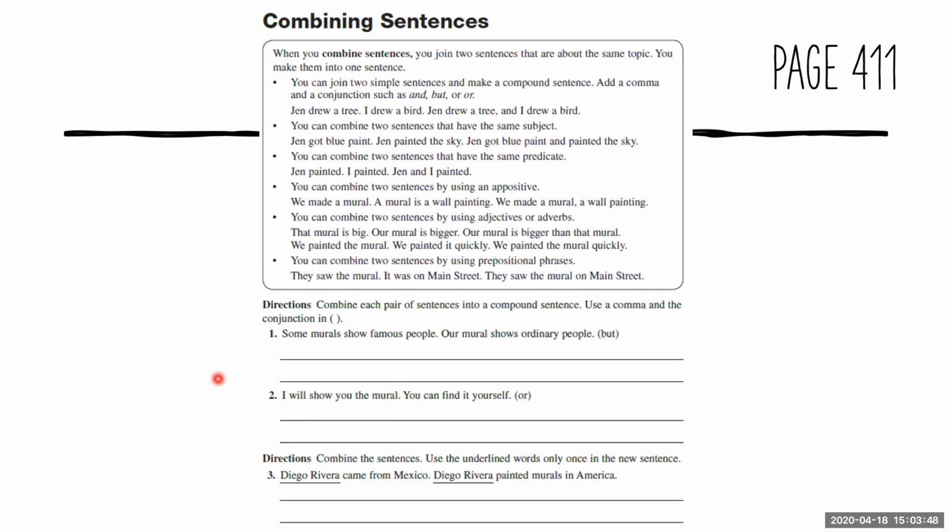Combine the sentences, use the underlined words only once in the new sentences. So we've got the same subject in both sentences. It says Diego Rivera came from Mexico. Diego Rivera painted murals in America. Here we are going to combine them using one of our conjunctions, which is going to be and, because we are giving additional information. And we are not going to use Diego Rivera's name twice because we know we are already speaking about Diego Rivera in the first part of the sentence. So our sentence will read, Diego Rivera came from Mexico, comma, and painted murals in America.